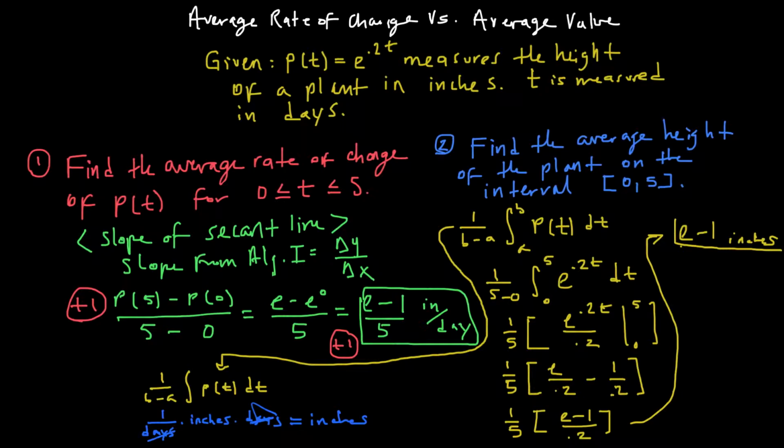Another observation is that something that happens a lot is when people evaluate average value, they somehow forget the 1 over b minus a part of it. Maybe because it's at the beginning, or I don't know, but when you rewrite the lines or when you show your work, make sure you keep on writing the 1 over b minus a part of it.